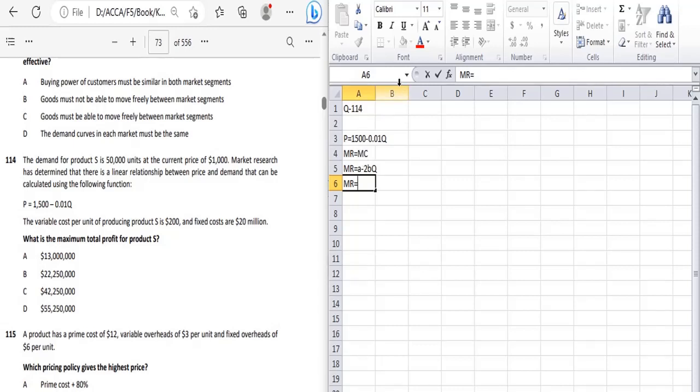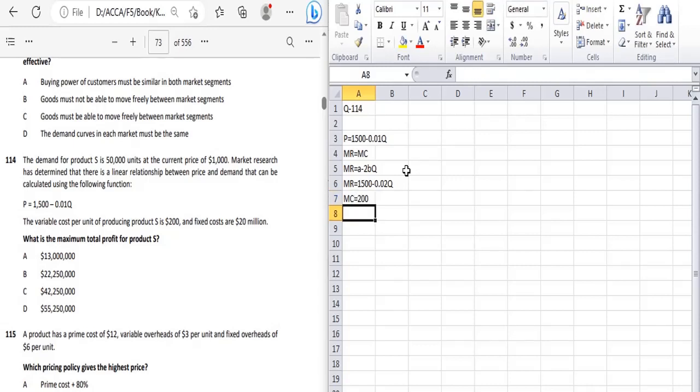So 1500 is the A, and we know the B is 0.01, so multiplying it by 2 we will get 0.02Q. We also have MC given in the question. MC is basically the variable cost. So MC is equal to 200, as given in the question.